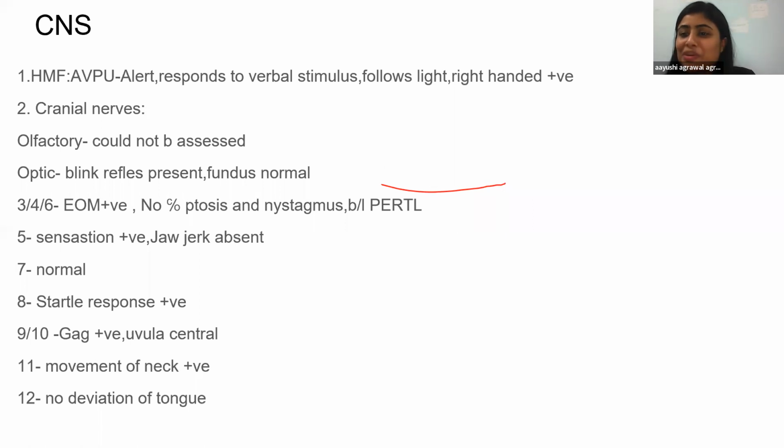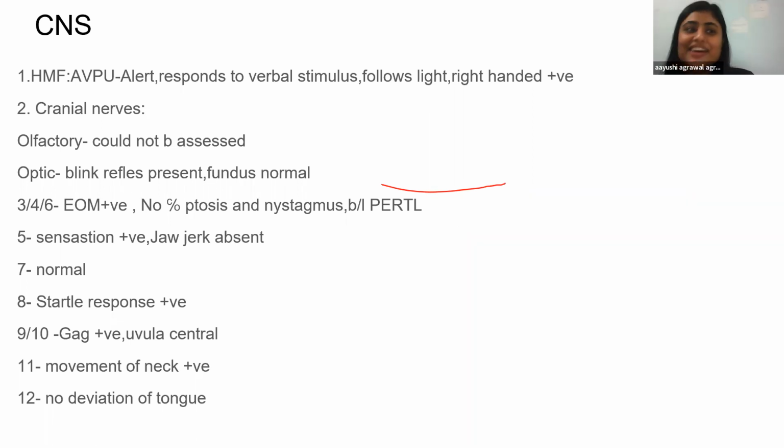I did not understand. She's responding to verbal stimuli, following light. Right-handed, the child was, when offered something. You said there was no hand used. How did he have right hand? Given a pen, she was trying to hold it, so she's using the hands. No, I said it by mistake.